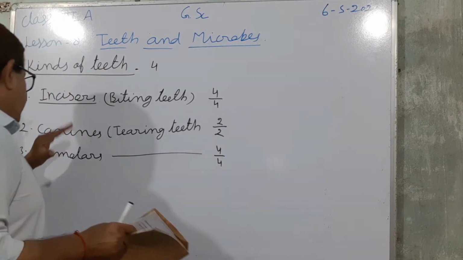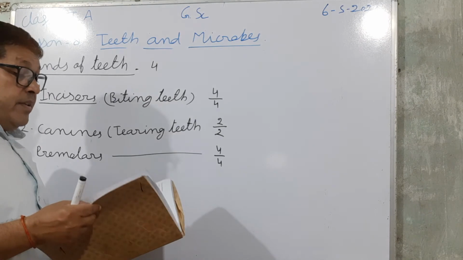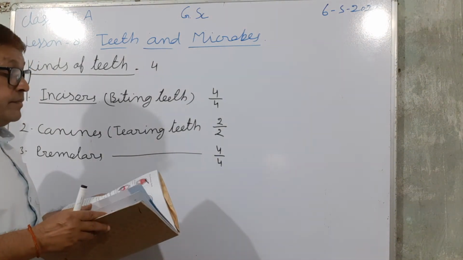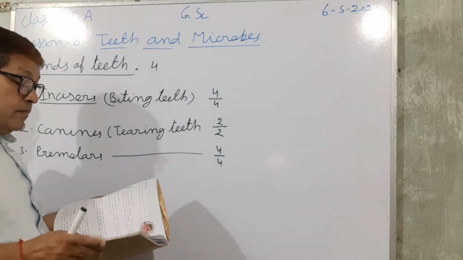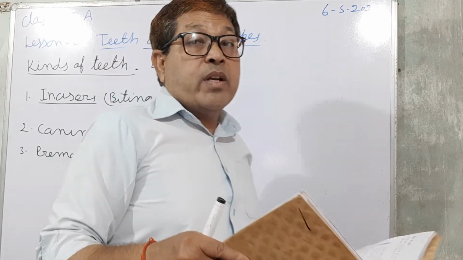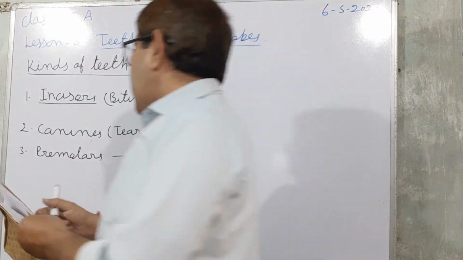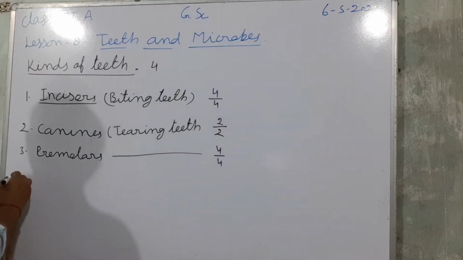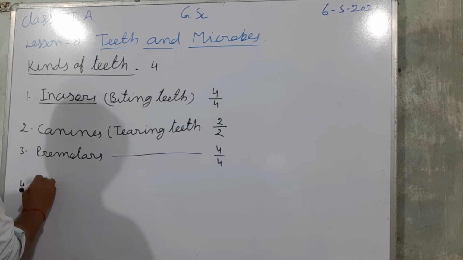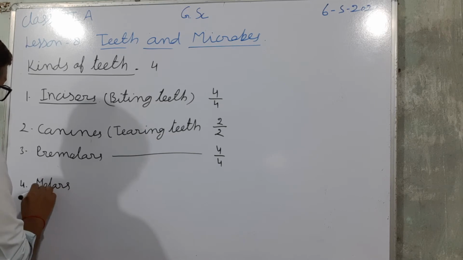So incisor, canine and premolars. And next one is molars. After premolars, fourth is molars.